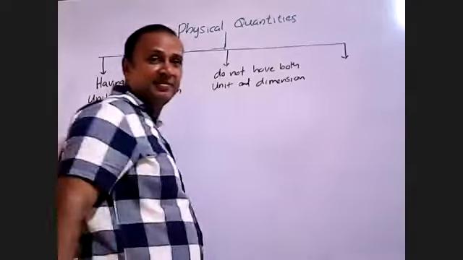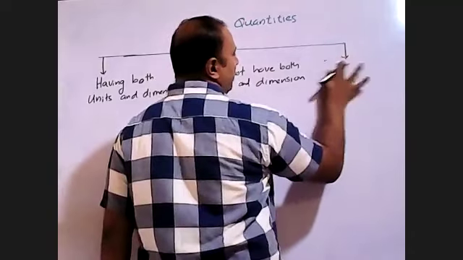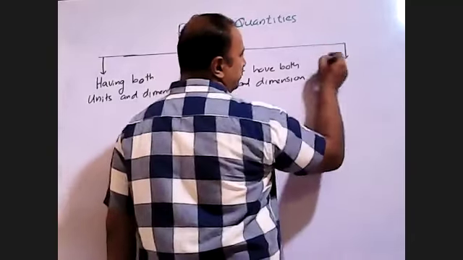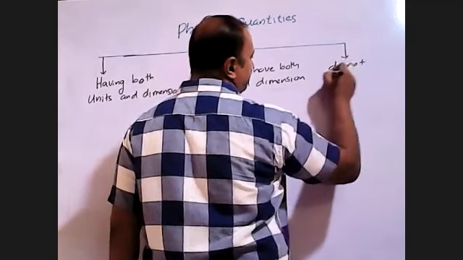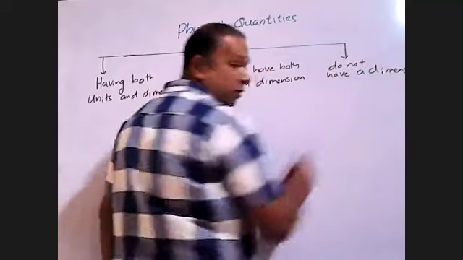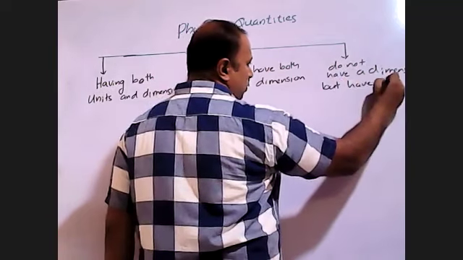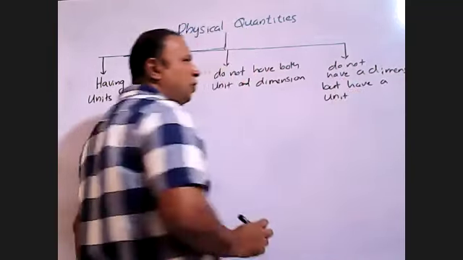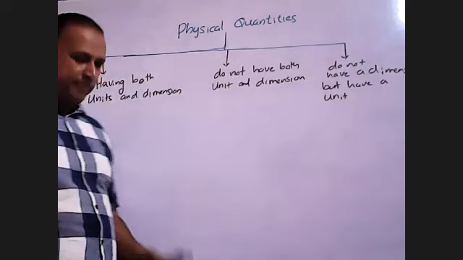Then the third ones do not have a dimension, but have a unit. So those are three categories of physical quantities according to presence of unit and dimension.